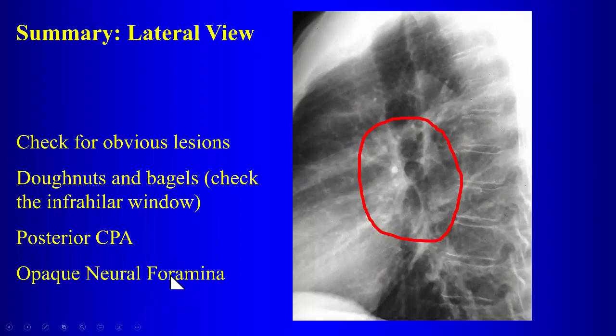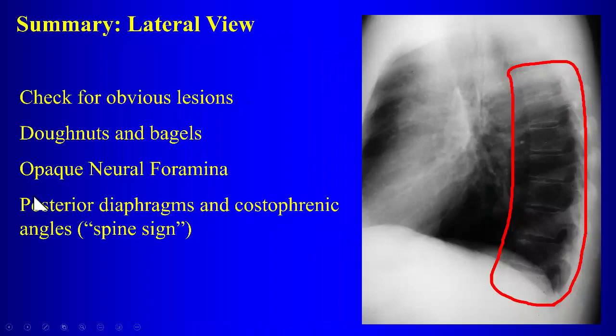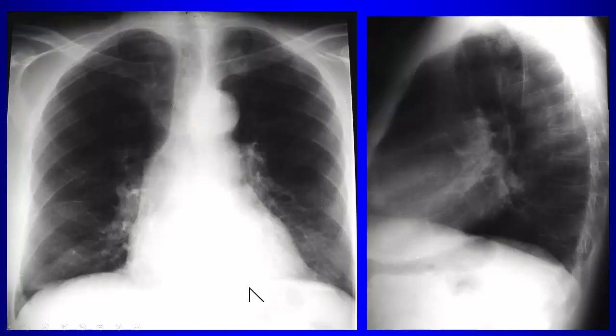And then we talked about looking at the neuroforamina. The infrahilar window, we've talked about that, so we want to look for that. And then look over the spine on the lateral view, looking at the neuroforamina, and then looking at the posterior surface of the diaphragms and the posterior costophrenic angles. Those are the blind spots that you want to make sure to include in your checklist for your chest radiograph.